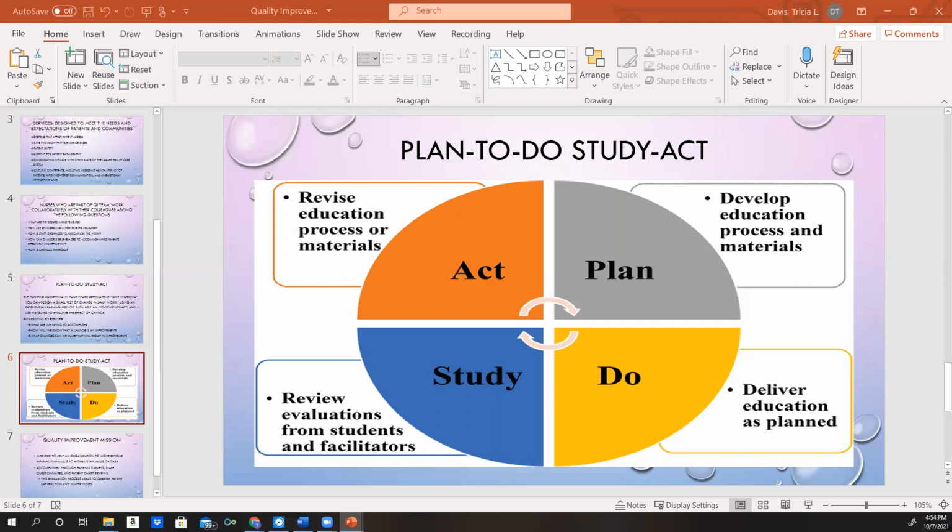And then this cycle will guide the test of change to determine if the change that you're implementing is actually improving things. So your plan is you're going to develop an education process and material. So this is what we're going to do, that we've already decided what the problem is, what we want to change. This is our plan to do it. Then we're actually going to go down here and do it. We're going to deliver that education that's planned. Then we're going to go back and reevaluate. We're going to look at our evaluations from our students and our facilitators, and then we're going to act. So we're going to revise our education process or materials, whatever your topic is. That's the process that you would follow.